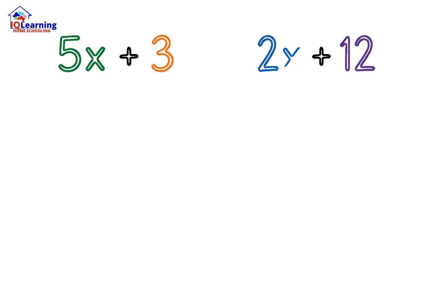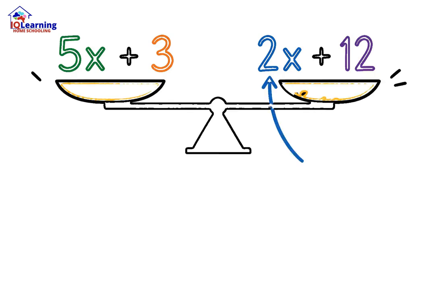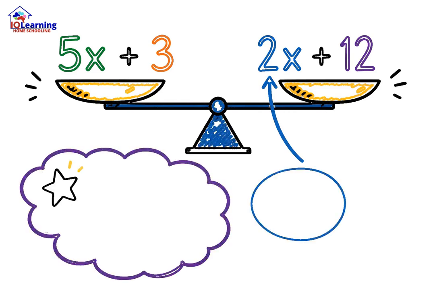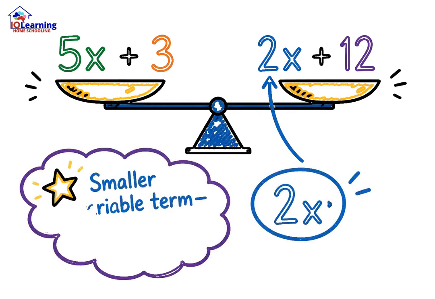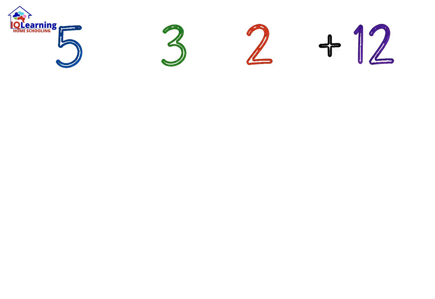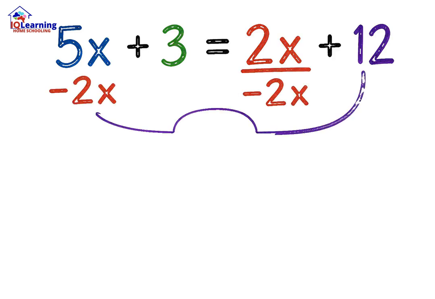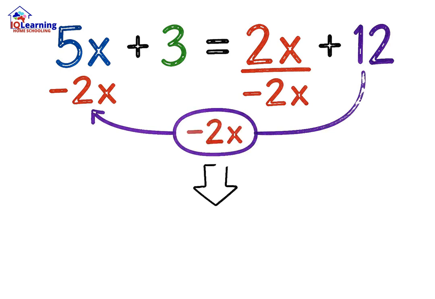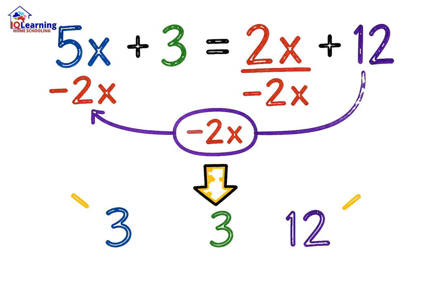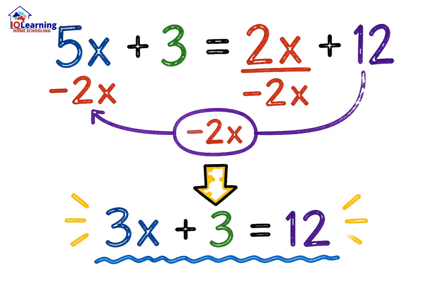Here's the pro tip. Always find the smaller variable term and move that one first. In an equation like 5x plus 3 equals 2x plus 12, the smaller term is 2x. To move it, we do the inverse: subtract 2x from both sides. Suddenly, you have 3x plus 3 equals 12. You've turned a complex problem into a simple two-step equation you already know how to solve.